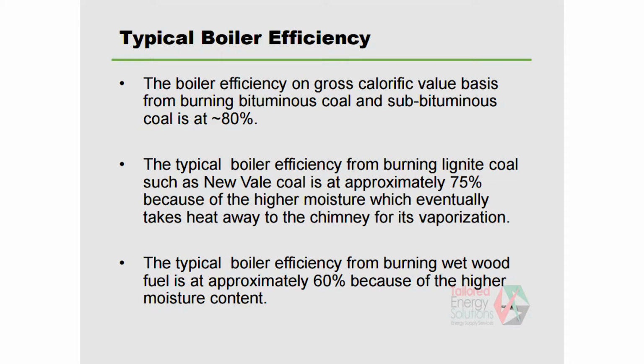The typical boiler efficiency for burning lignite is about 75%, because of the more moisture inside the coal. If we talk about a typical boiler for wood waste, if we're burning wet wood at 55 to 60% moisture, the efficiency is going to be only about 60%. That is the efficiency you're going to face.